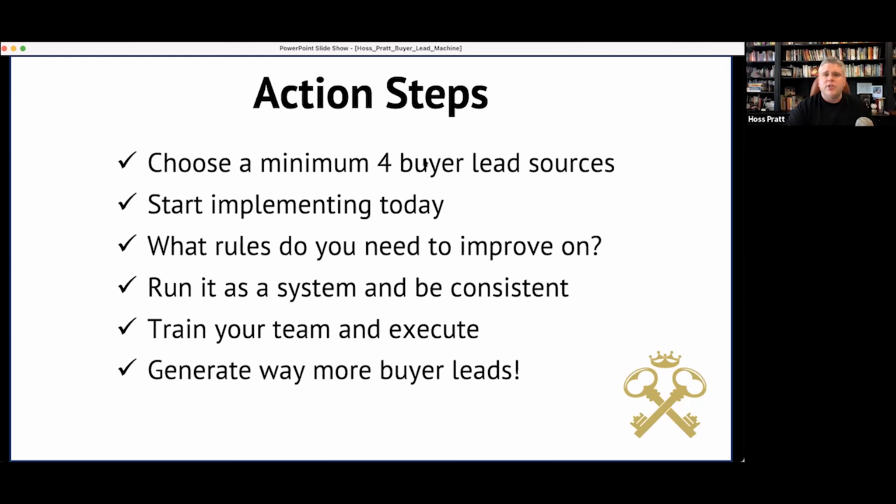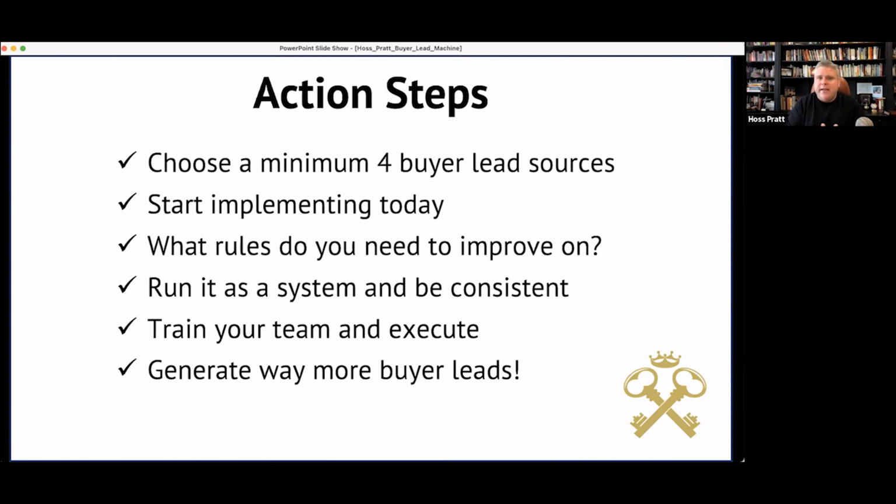So use this. I want you to pick 4 things that you're going to do to generate buyer leads. You're going to implement this, but you're going to run it as a system. So don't think I'm just going to do it once. If you choose the open house system, then map it out, plan it out. When are you going to do it? How are you going to do it? And run it as a system.